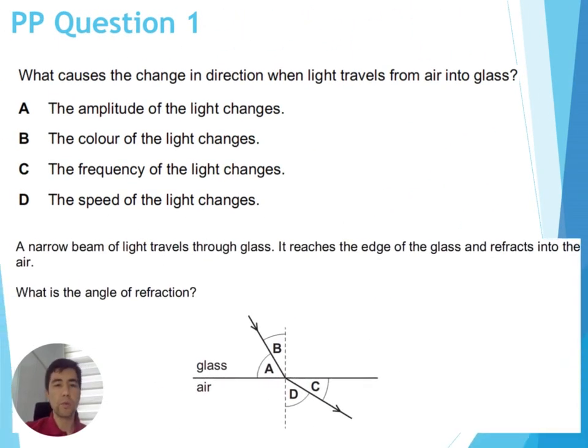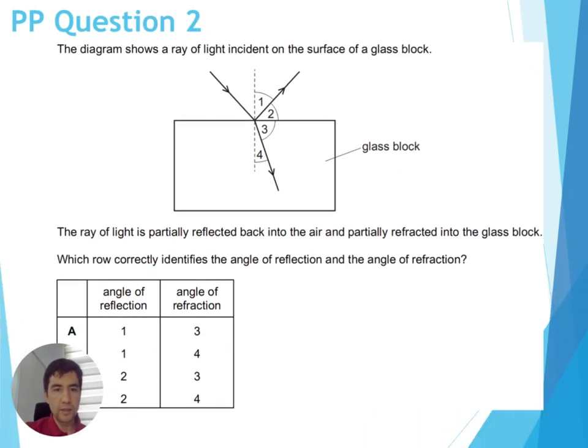As an optional homework, I'll give you homework. Please do these past paper questions. Question 1, 2 here, and then question 3. There are 3 questions here.